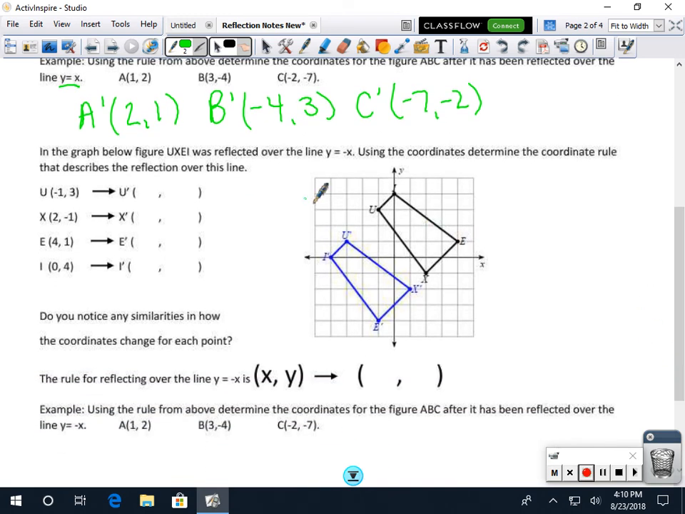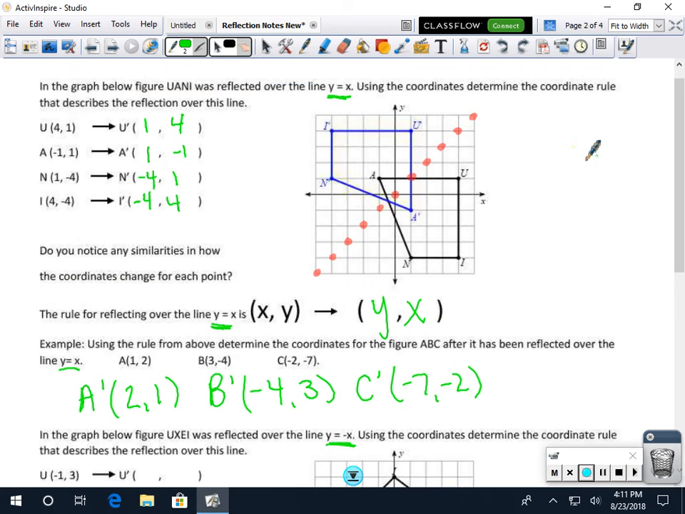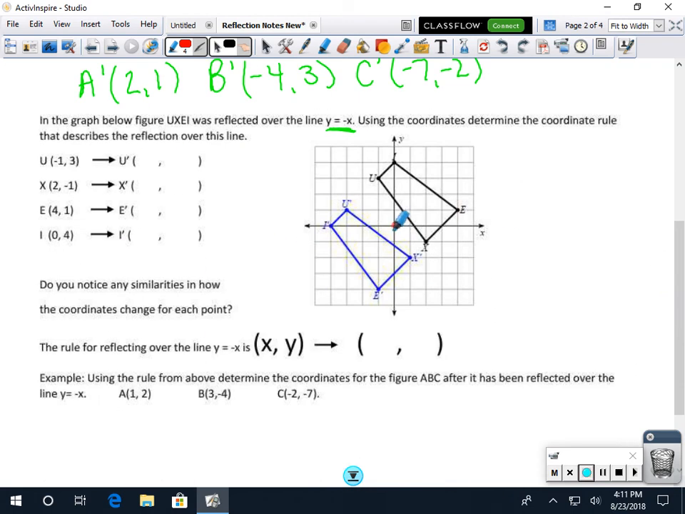Now, reflecting across the line y equals negative x. If y equals x slants this direction, then the line y equals negative x will go the opposite direction. So the line we're reflecting across starts at the origin and slants in the negative direction.